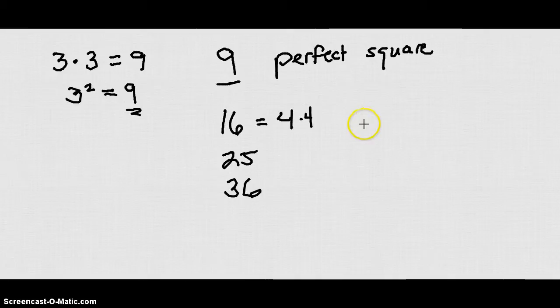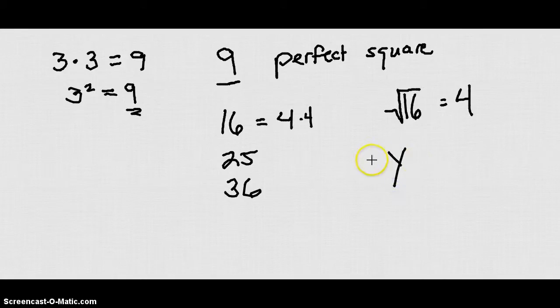Now, a square root is what we're going to find whenever we take a number and want to find what two numbers multiply to give us that number. So how we write a square root is with this symbol called the radical sign. So if I have radical sign 16, that means I want the square root of 16, which is going to be equal to 4.